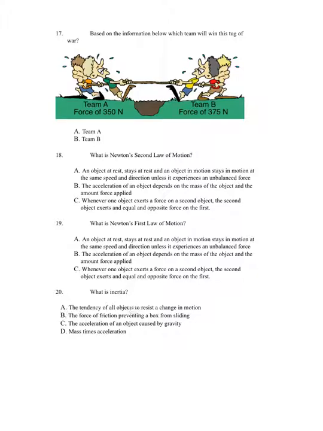Number 20. What is inertia? A. The tendency of all objects to resist a change in motion. B. The force of friction preventing a box from sliding. C. The acceleration of an object caused by gravity. D. Mass times acceleration.